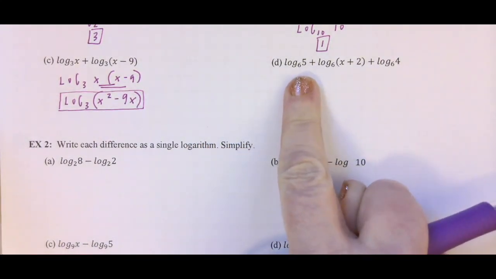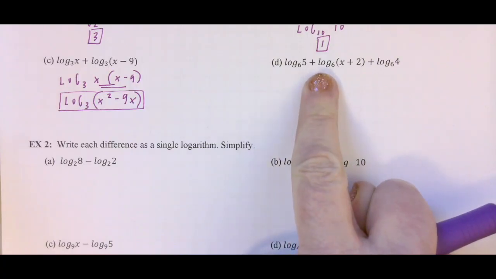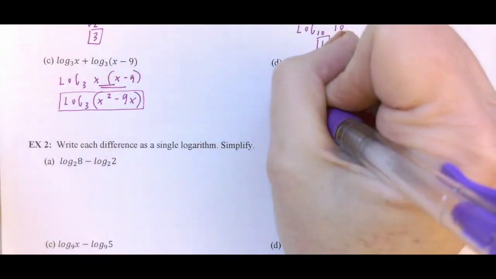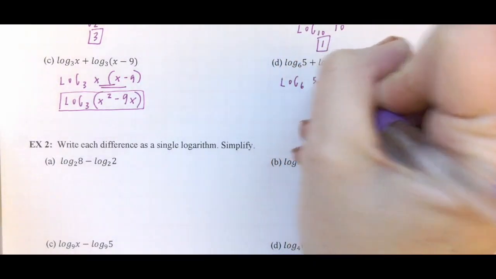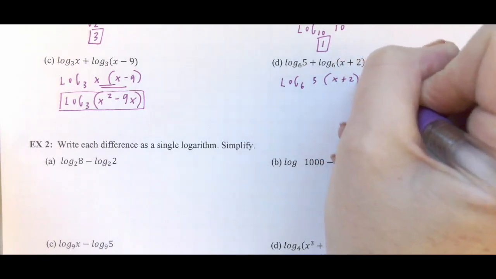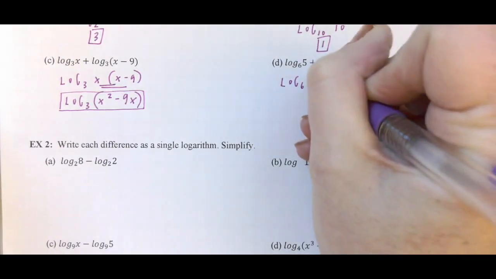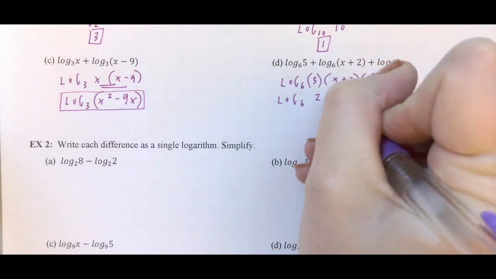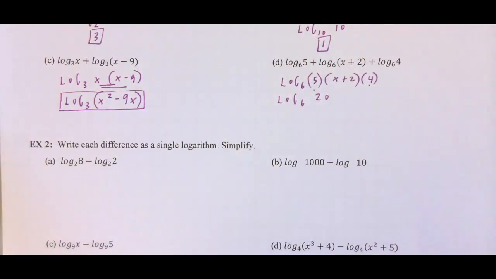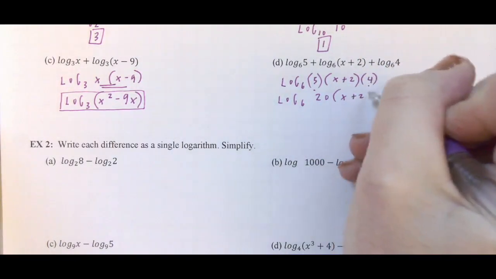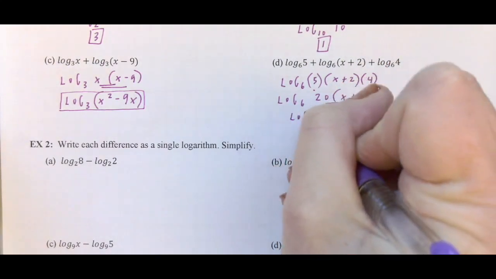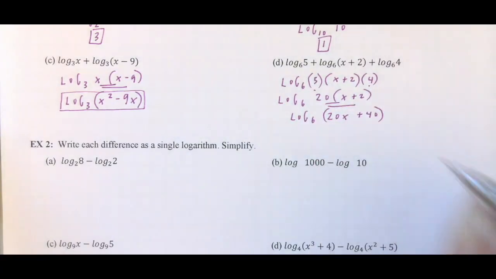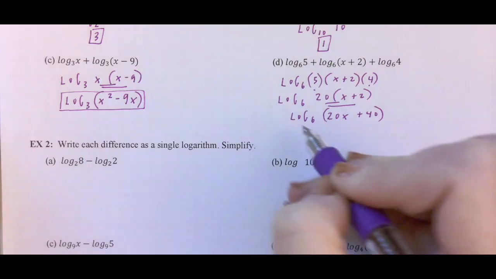Okay, one more. I have log base 6 of 5 plus log base 6 of x plus 2 plus log base 6 of 4. It's all being multiplied. So I can go ahead and take log base 6 of 5 times x plus 2, right, times 4. All these different parts are being multiplied. So I'd probably think of it as log base 6 of 20. I'd multiply those single terms first and then distribute over the x plus 2. So log base 6 of 20x plus 40. Again, parentheses to keep that as the argument.